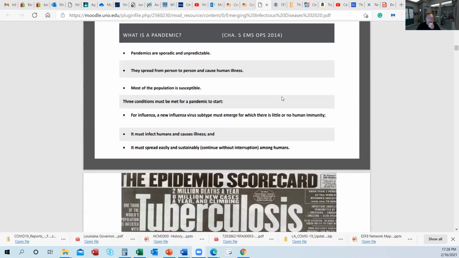And so if you're looking for the definition of a pandemic, this is actually out of a textbook chapter that I wrote that was published in 2014. What is a pandemic? A pandemic includes an infection that's spread person to person, so it's a communicable disease. Most of the population is susceptible. There's not a lot of natural immunity, just as right now we don't have natural immunity to COVID-19 because it's never been seen in the human population.